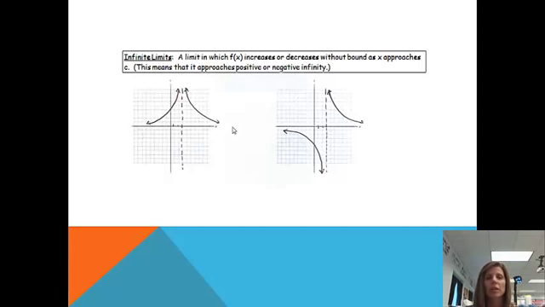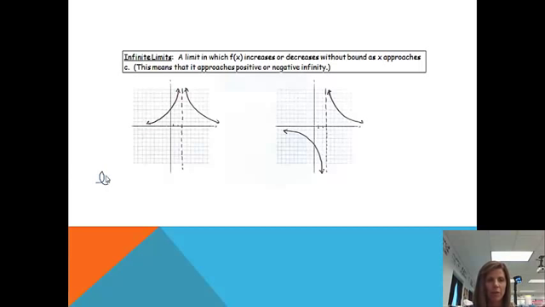It's just a limit in which f of x increases or decreases without bound as x approaches c. And basically, it just means that we're approaching positive or negative infinity. And as I'm going through these examples, you'll probably notice that they look pretty familiar. All right, this first one, you'll notice I've got this graph going on. I don't have a question here, so I'm actually going to make up a few of my own.